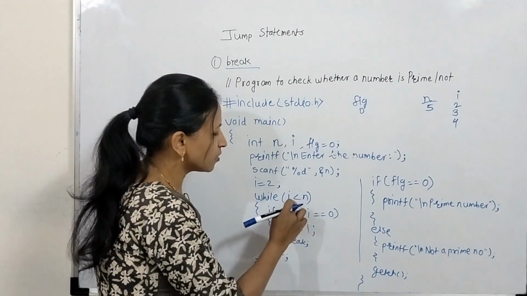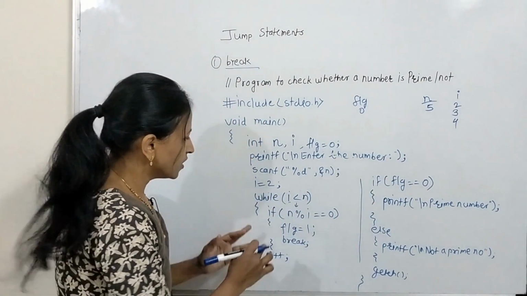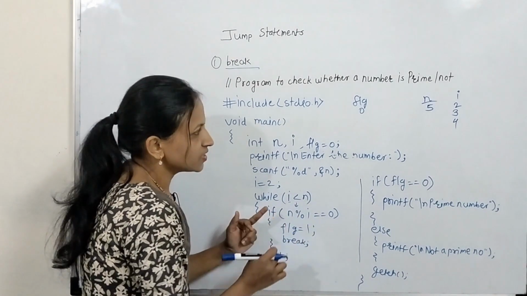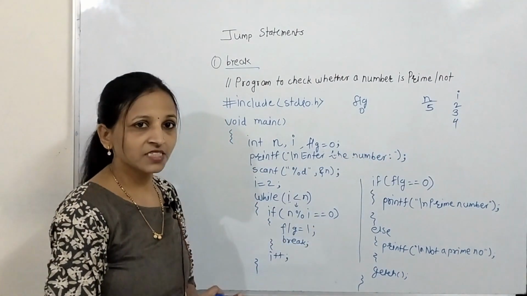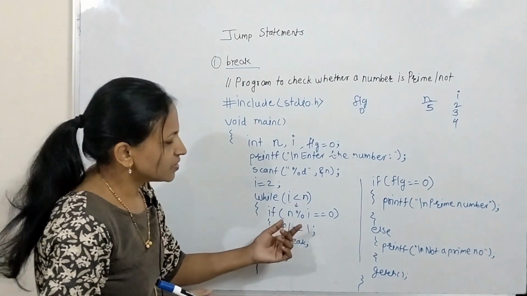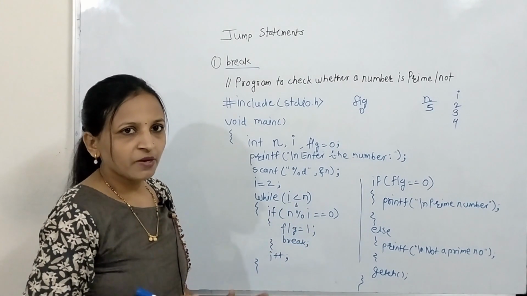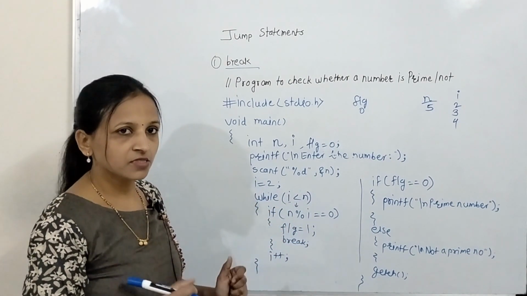Again control will come here and will check for the condition where 4 is less than 5. Yes, it is true. Then n modulus I. n is 5. 5 modulus 4 is equal to 0? No, it is false. We cannot divide 5 by 4. It means 5 is not perfectly divisible by 4. Again, after division, it will not give remainder 0.